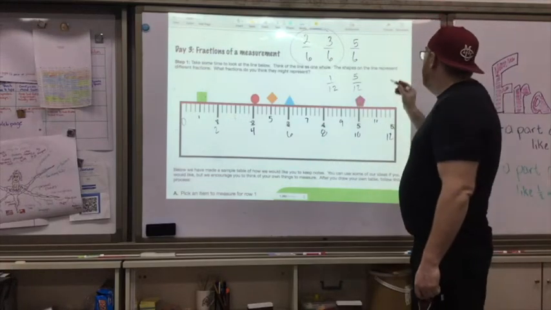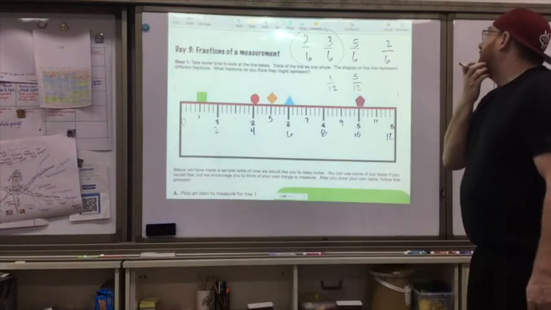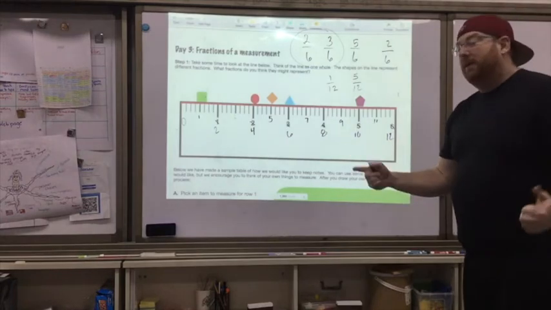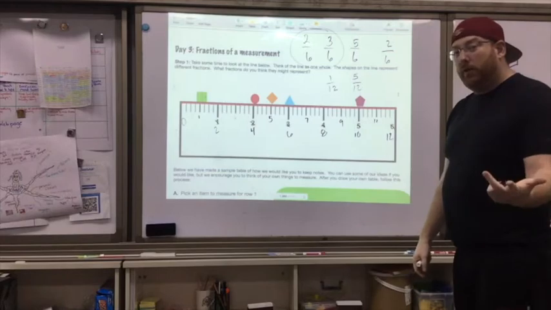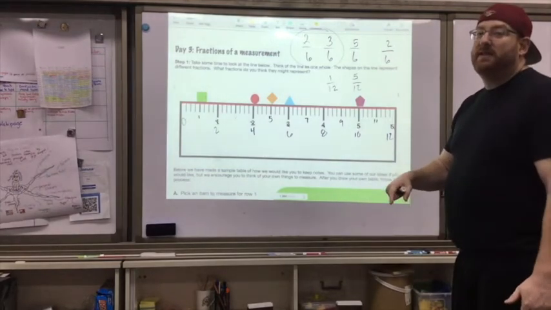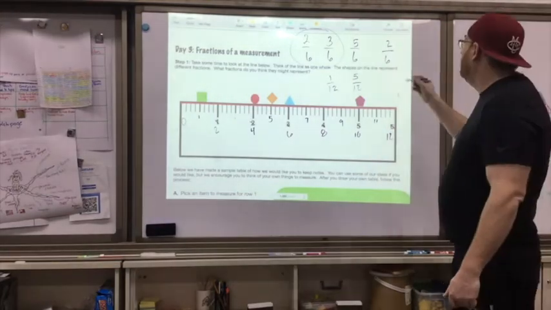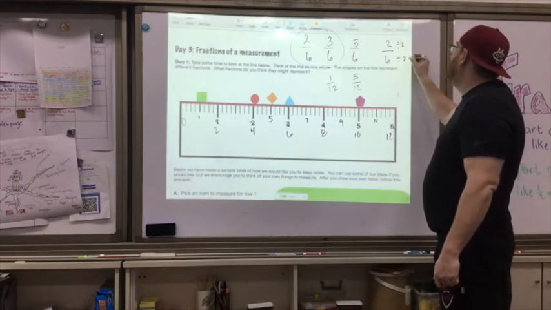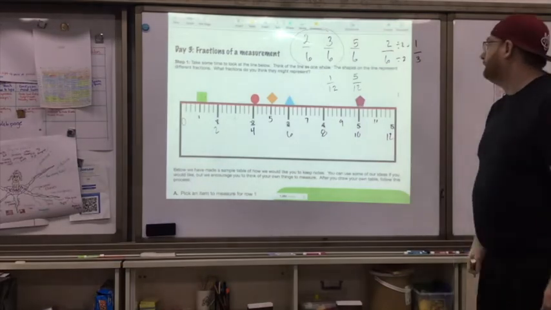So if we think about 2 and we think about 6, we know 2 is only divisible by 1 and 2. And 6 is divisible by 1, 2, 3, and 6. So we think about the biggest number that they're both divisible by, and that's 2. So all we do is we divide by 2 on the top and the bottom, and we get 1/3.